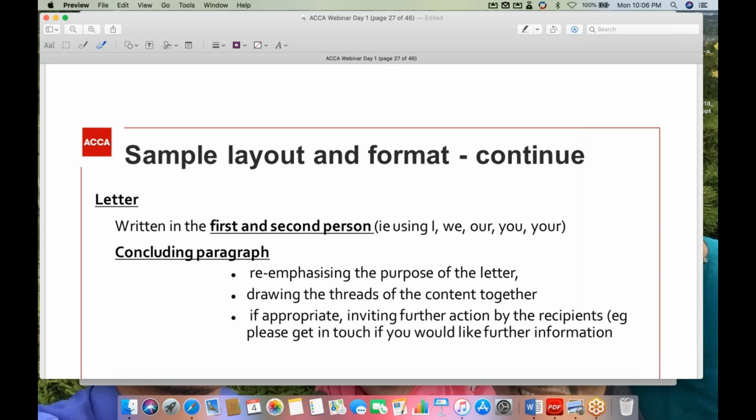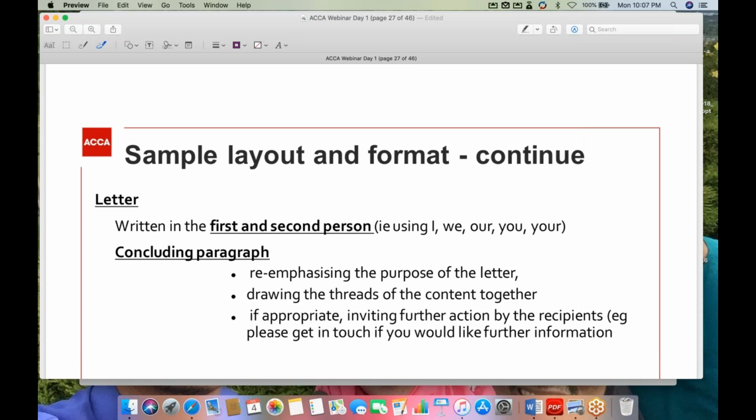Continue from the letter just now. It should be written in the first and second person. I or you, I and you. We, yours, or something like that.